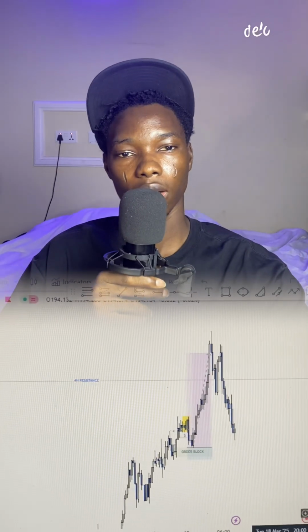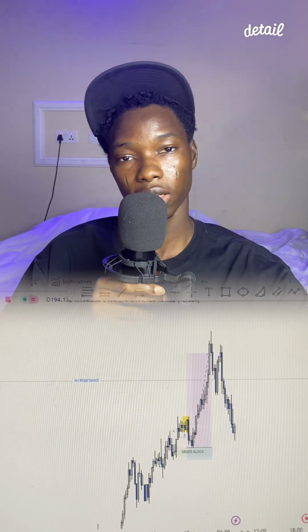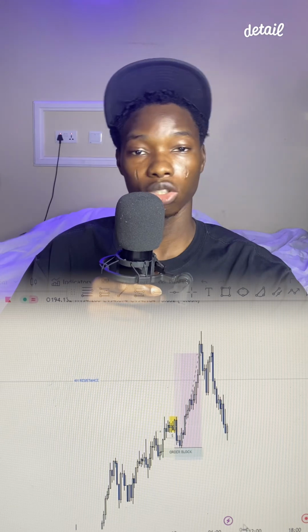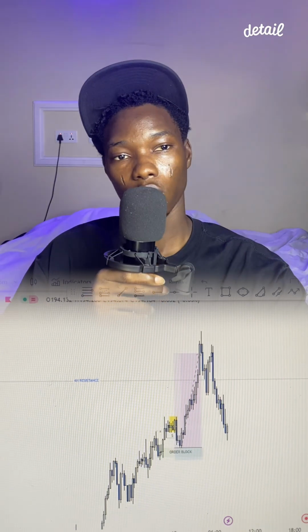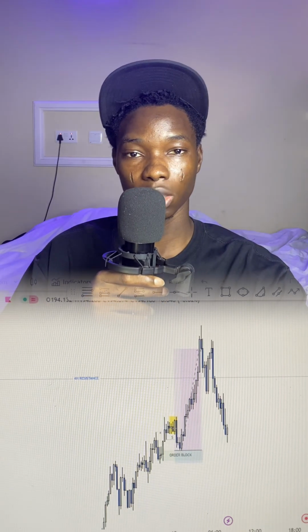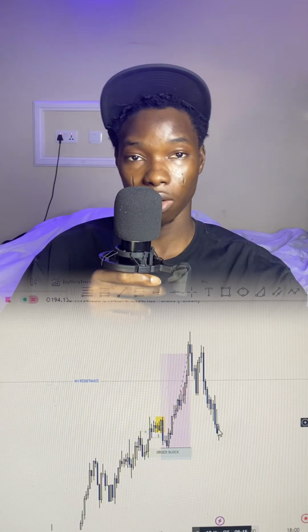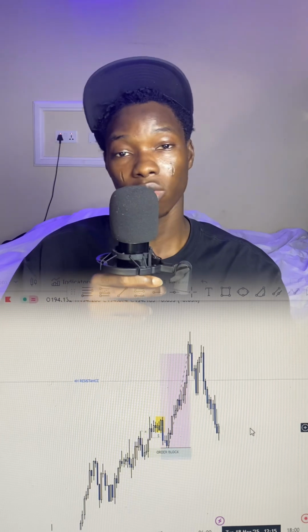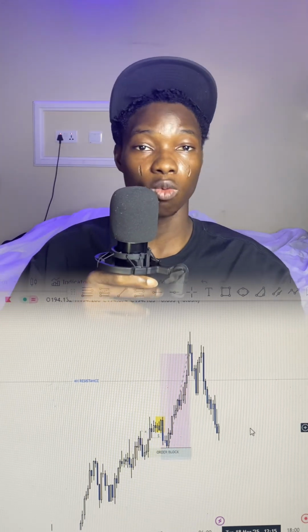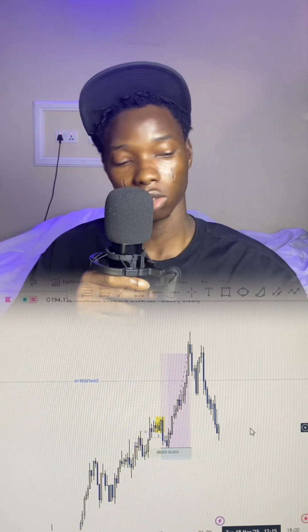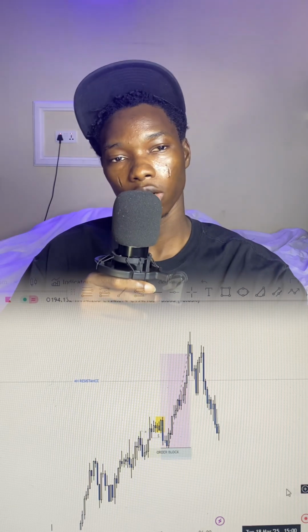So I want to explain how I was able to get a 1 is to 7.8 RR on this GBP JPY setup instead of my initial 1 is to 5 RR, which was my initial take profit. So this is how I go about it.